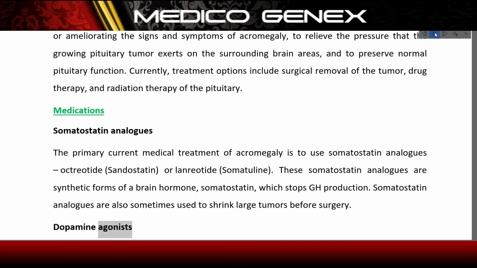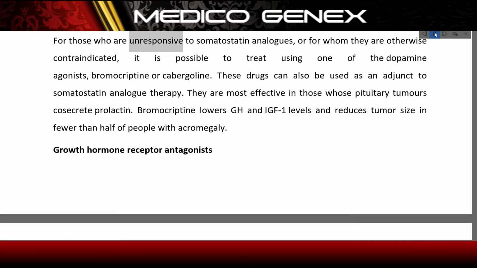Dopamine agonists. For those who are unresponsive to somatostatin analogues, or for whom they are otherwise contraindicated, it is possible to treat using one of the dopamine agonists, bromocriptine or cabergoline. These drugs can also be used as an adjunct to somatostatin analog therapy. They are most effective in those whose pituitary tumors co-secrete prolactin. Bromocriptine lowers GH and IGF-1 levels and reduces tumor size in fewer than half of people with acromegaly.